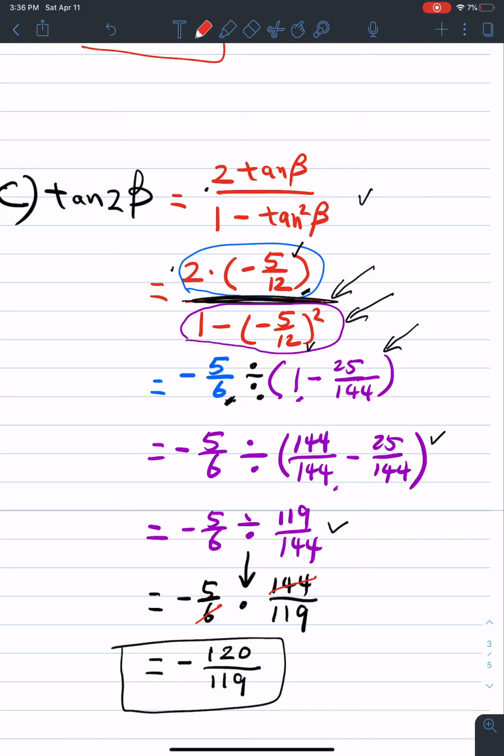So using your calculator, 144 divided by 6, I get 24. Right here, I get 1. 5 times 24, I got 120. And then I got 119 and 119. So that's my answer. So we finished the first video for 5.3.